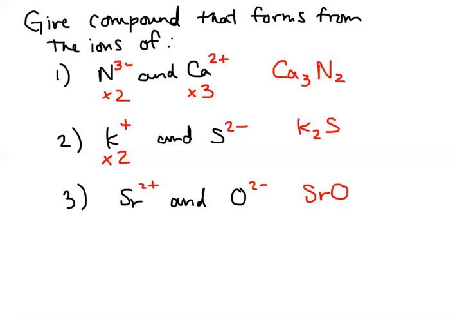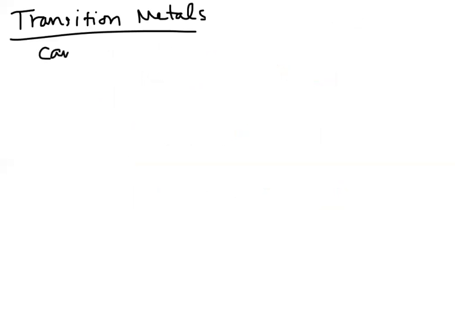Let's talk about transition metals. Those are fun. So transition metals can have multiple charges, which means they can form multiple compounds with the same single ion. Now, what do I mean by that? Does anybody know the 2 most common charges of iron?